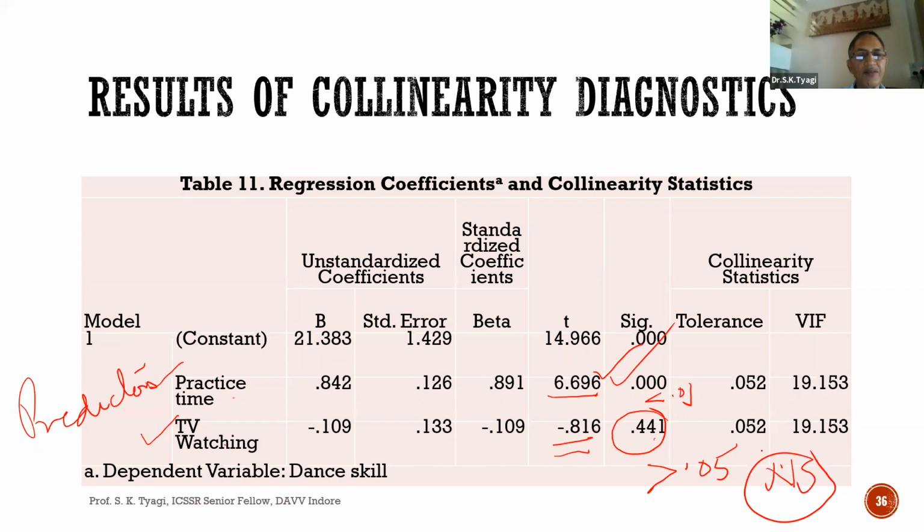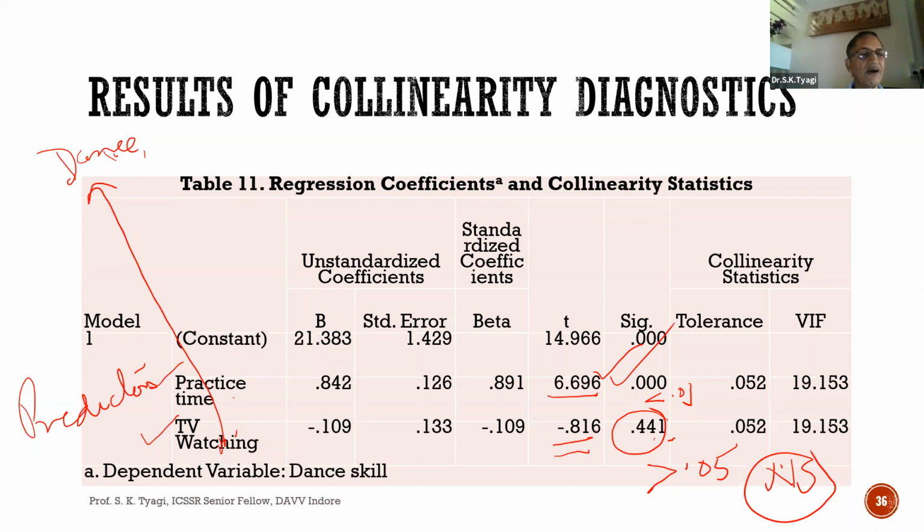So how come TV watching, which is so highly correlated with dance skill, should actually have been a very significant predictor of dance skill? The more you watch TV, the less dance skill you will have, because these two are highly negatively correlated. But this result says that there is no significant contribution of TV watching in the prediction of dance skill.